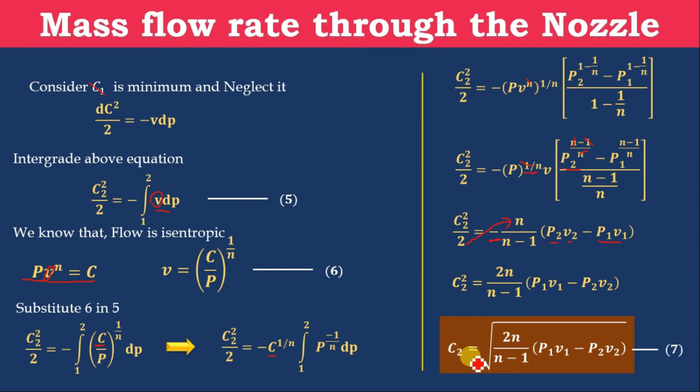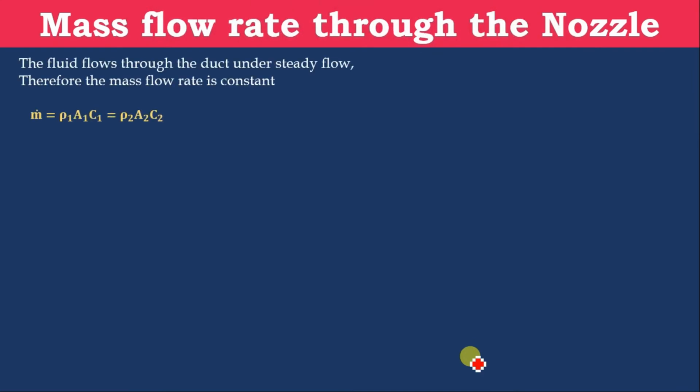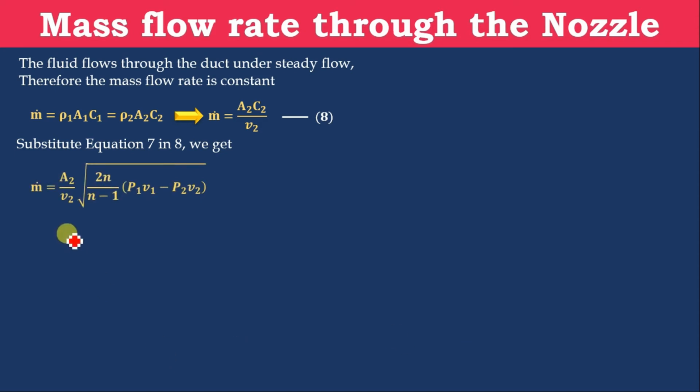Substitute this C2 in the mass flow rate equation. That is m dot is equal to rho 1 A1 C1 is equal to rho 2 A2 C2. And that equation we have taken m dot is equal to A2 C2 divided by V2. That is equation number 8. Now substitute equation number 7, that is the last equation, in equation number 8. We get m dot is equal to A2 divided by V2 times root of 2n divided by n minus 1 times (P1 V1 minus P2 V2).